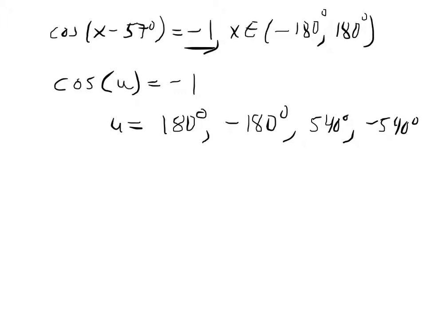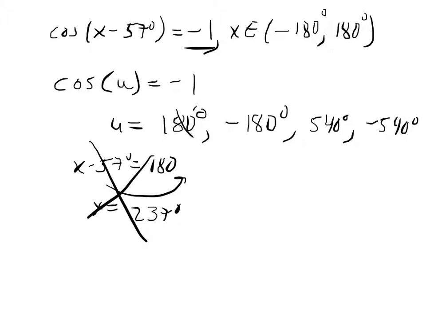So I look at those for a minute and say, okay, if I set those u values equal to x minus 57, am I going to get any x solutions in between negative 180 and positive 180? Well, let's find out. Let's see. x minus 57 equals 180. 57 comes over to the other side. I get x equals 237. That's not between negative 180 and positive 180. So 180 is out. How about negative 180?